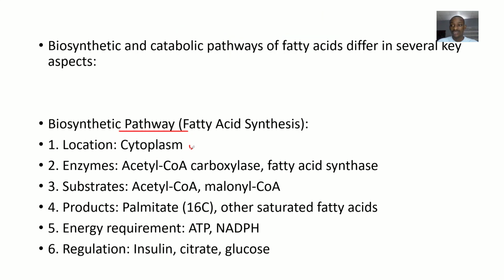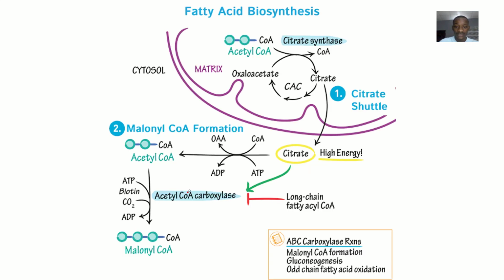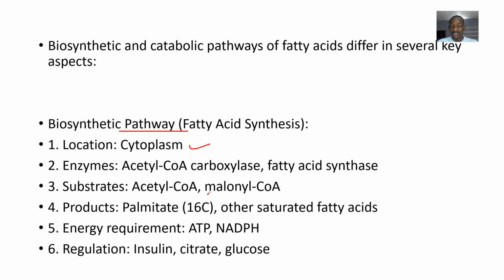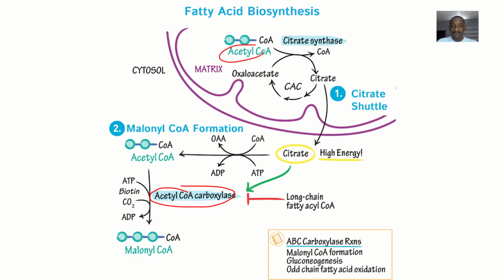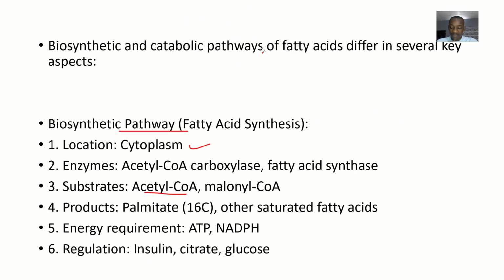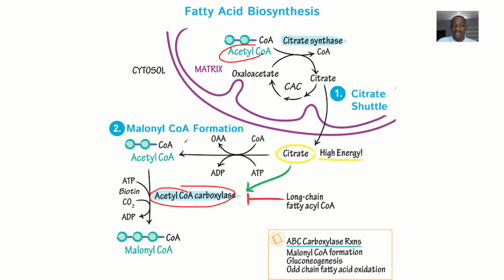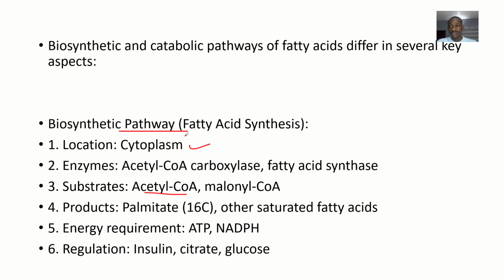It occurs in the cytoplasm of a cell, inside a cell. The enzymes that catalyze this process are acetyl-CoA carboxylase and fatty acid synthase. Fatty acid synthase is also an enzyme in this. So what are the substrates? What are the things that are supposed to come together to form fatty acid? You have acetyl-CoA and malonyl-CoA. Acetyl-CoA and malonyl-CoA are the substrates for this reaction. Those are the things that must be there for the reaction to even happen.